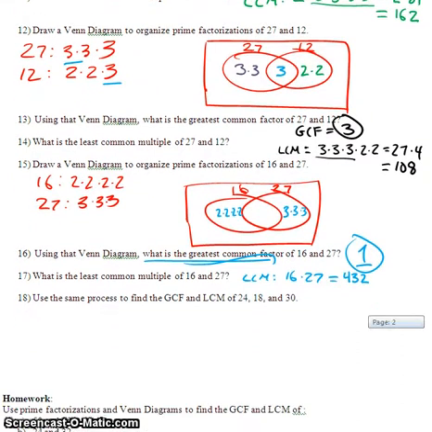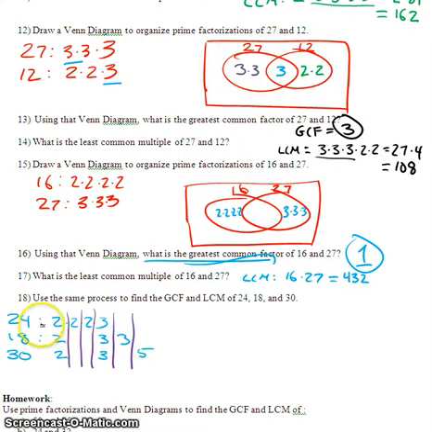Okay, the last problem, let's look at very quickly. I want you to find the prime factorizations of 24, 18, and 30 after you pause this and then come on back. Okay, pause and then come on back with those.